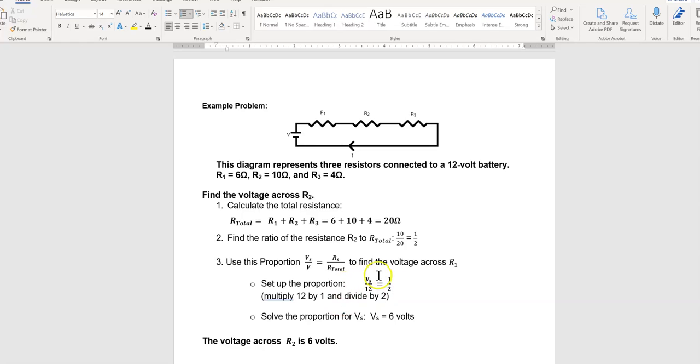To simplify this, we would multiply 12 times 1 and divide by 2, which is going to be 12 divided by 2, or 6. So the voltage across R sub 2 is 6 volts.